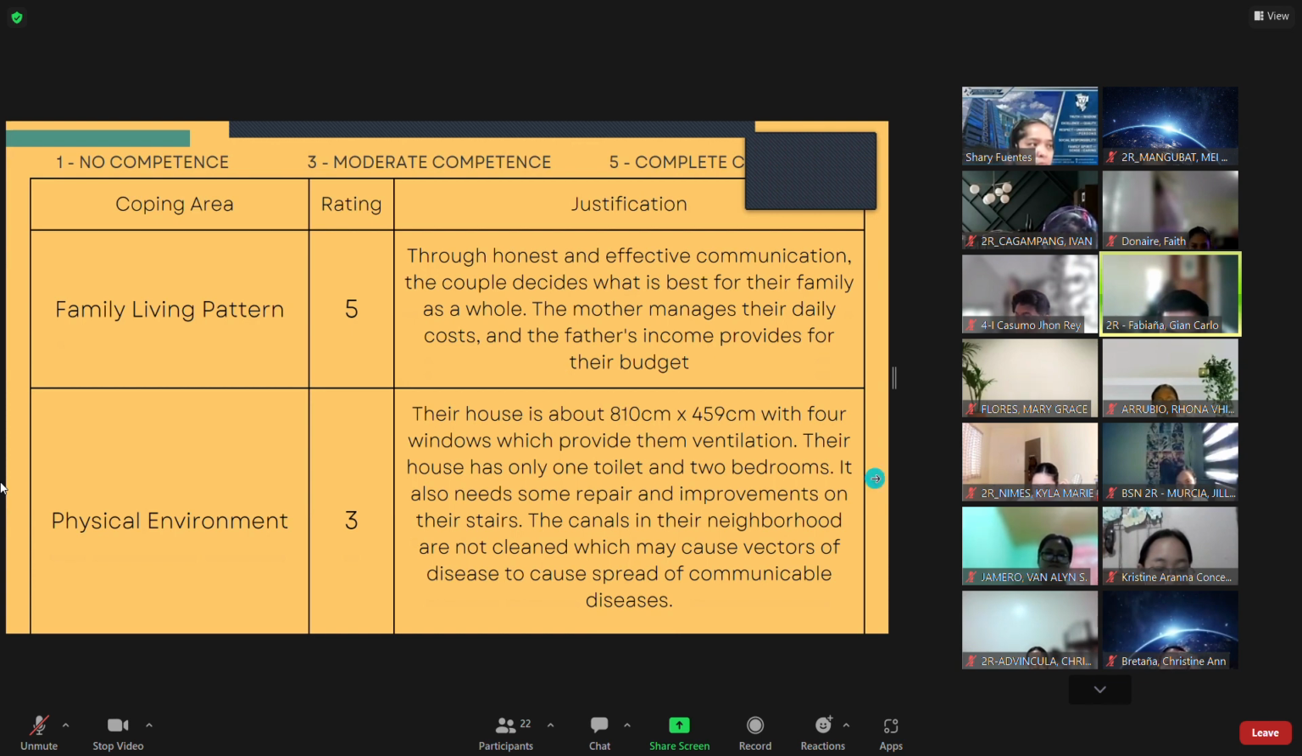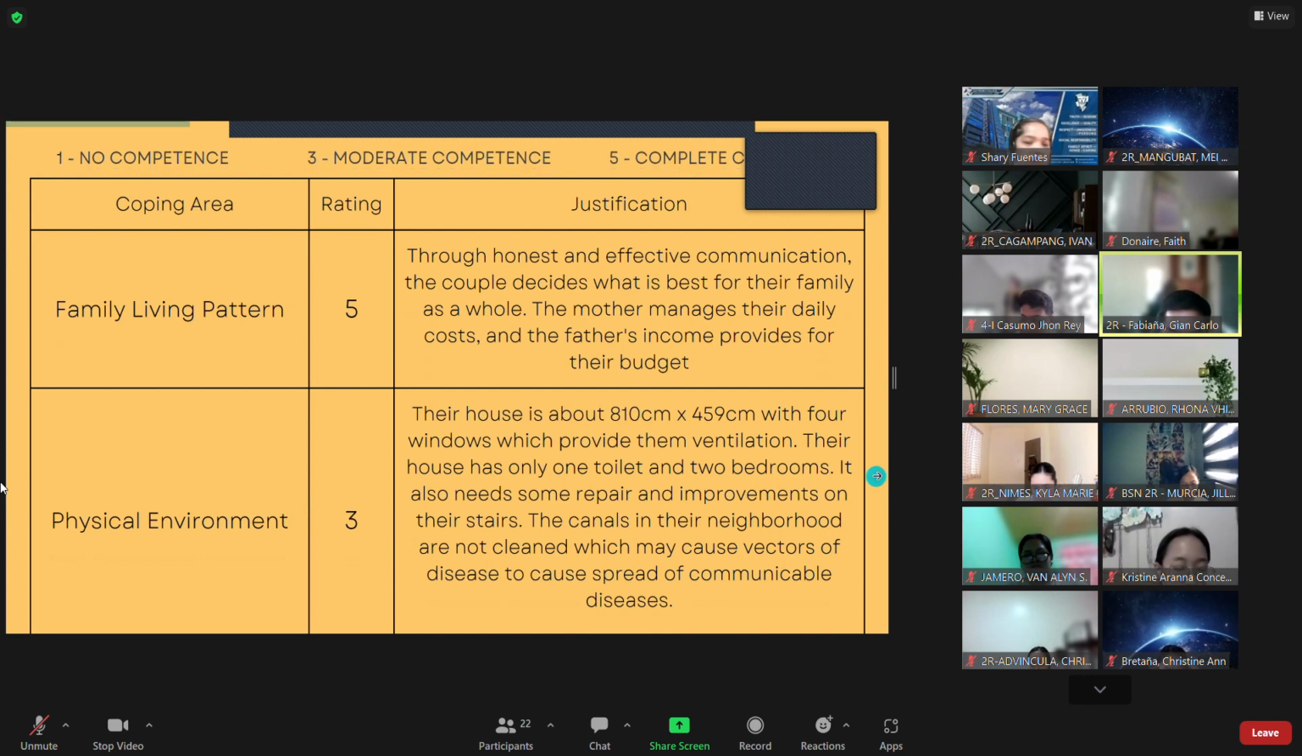Next is the physical environment. We rated it 3, which is moderate competence. For the justification, their house is about 20 square meters in floor area with 4 windows, which provide them ventilation, and their house has only 1 toilet and 2 bedrooms. It also needs some repair and improvements, especially on the stairs. The canals in their neighborhood are not clean, which may cause vectors such as mosquitoes that carry diseases to cause spread of communicable diseases.